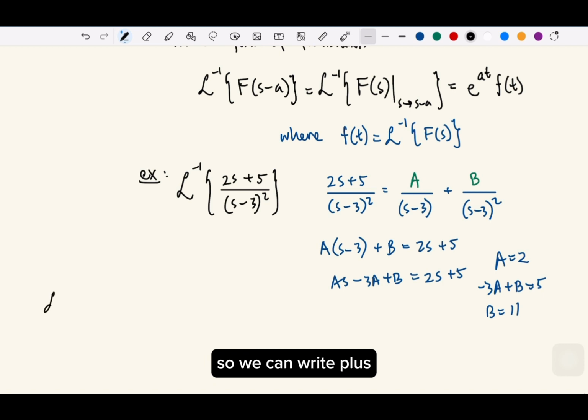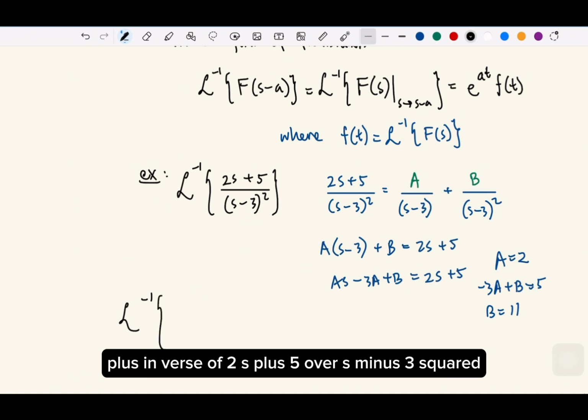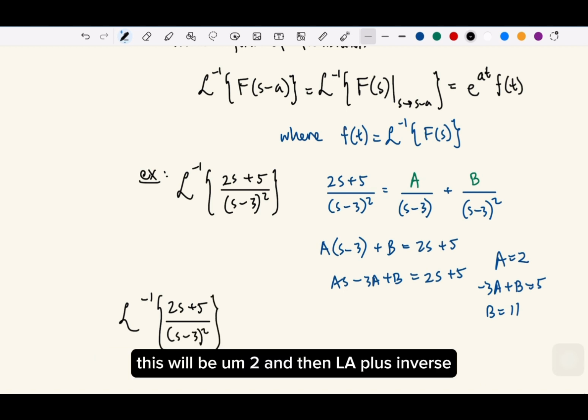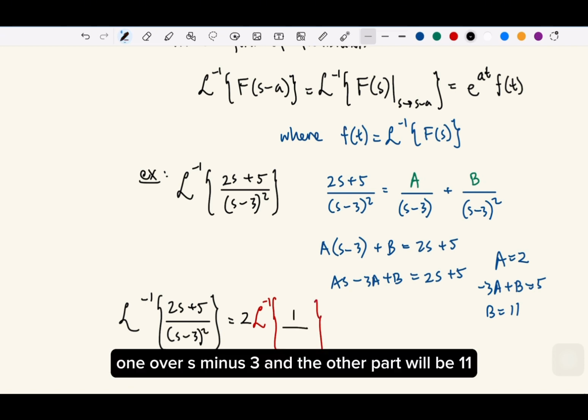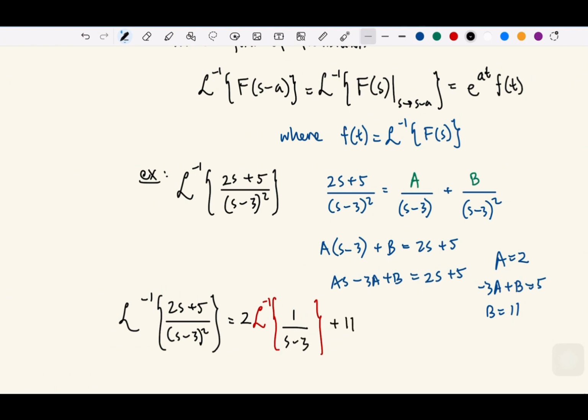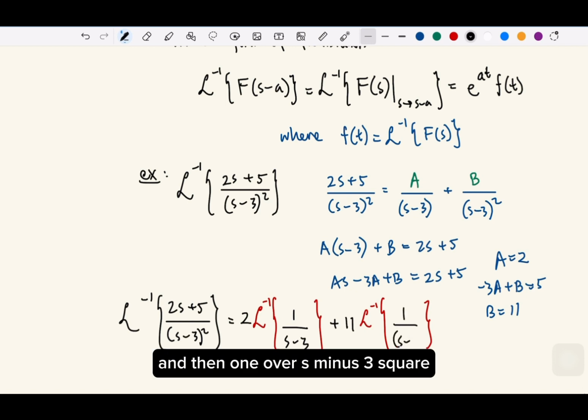So we can write the Laplace inverse of (2s plus 5) over (s minus 3) squared. This will be 2 times the Laplace inverse of 1 over (s minus 3), and the other part will be 11 times the Laplace inverse of 1 over (s minus 3) squared.